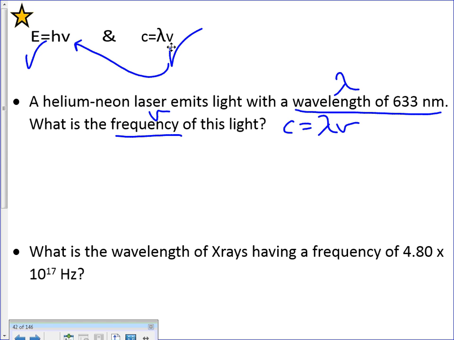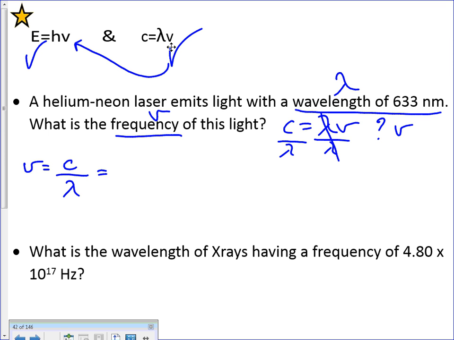The c is a known. We do know that. What is our question? What's the frequency? Right before we even move on to calculating, let's rearrange our equation to solve for nu. Tell me what I do again? Divide by lambda. Okay, so that cancels lambda out. So I'm just going to rewrite that over here. Nu is equal to c over lambda.